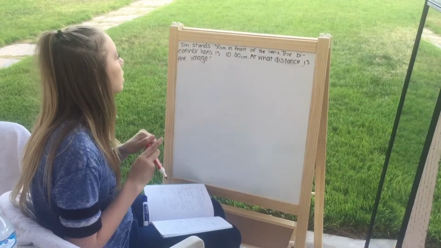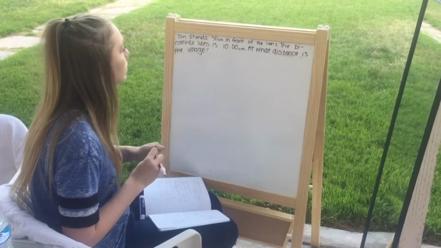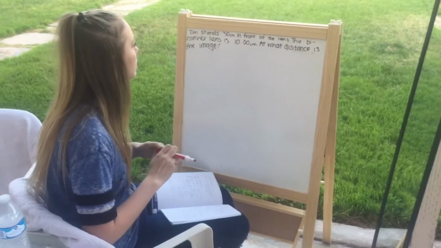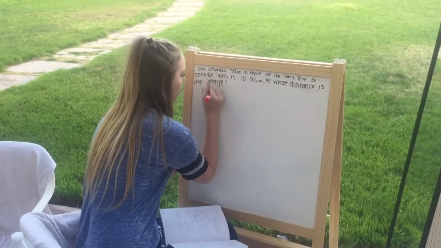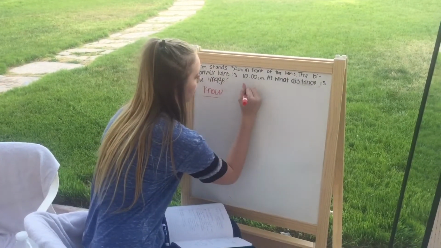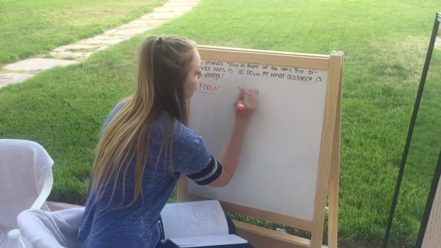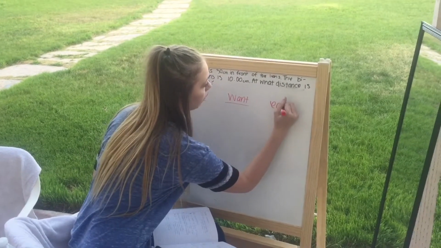Tim stands 30 centimeters in front of a lens. The biconvex lens is 10 centimeters. At what distance is the image? To start, you have your know, want, and equation.